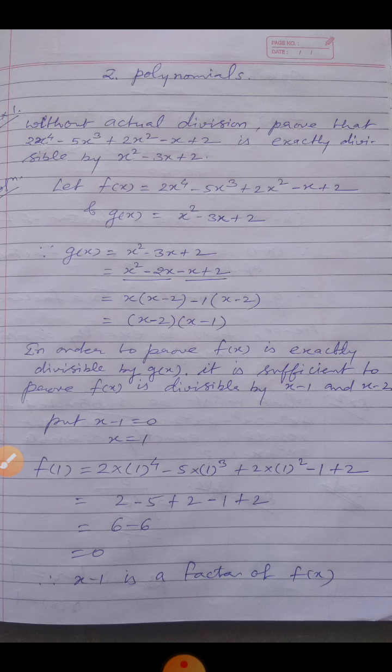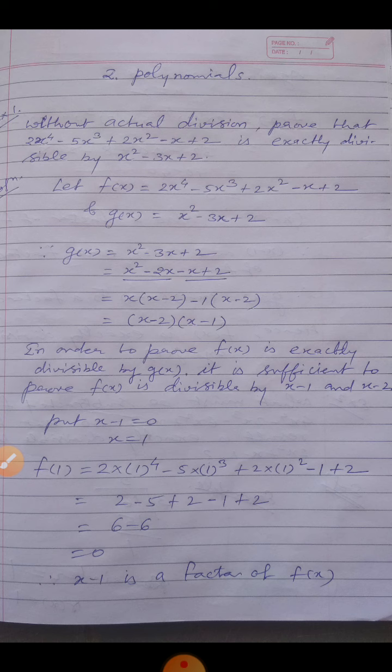So x square minus 2x minus x plus 2. Making two pairs, x square minus 2x and minus x plus 2. In the first pair, x is common, so x minus 2 is remaining. Again minus 1 is common, so x minus 2 is remaining. X minus 2 is again common. So the factors are x minus 2 and x minus 1. So here we find the two factors x minus 2 and x minus 1 of x square minus 3x plus 2.